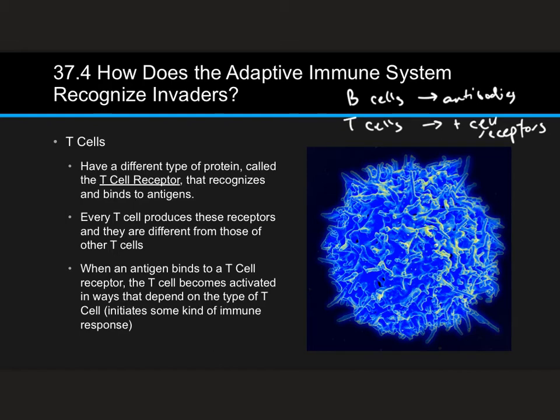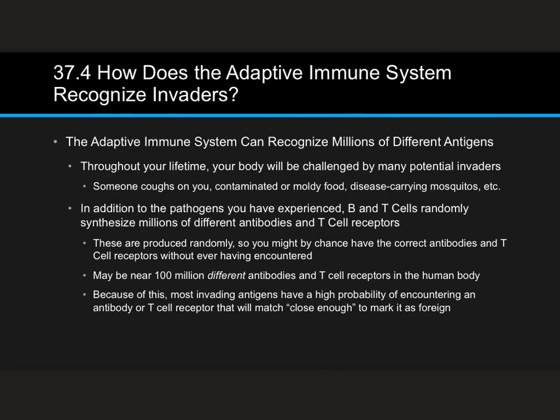So these bits around the outside of the T cell, these receptors, depending on what hits them, are going to activate this T cell to do something. So the adaptive immune response can recognize millions of different antigens.